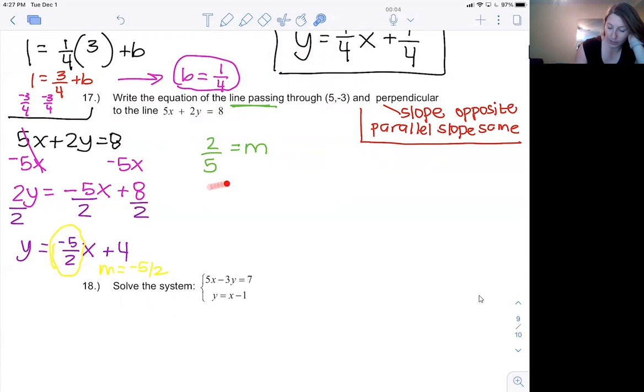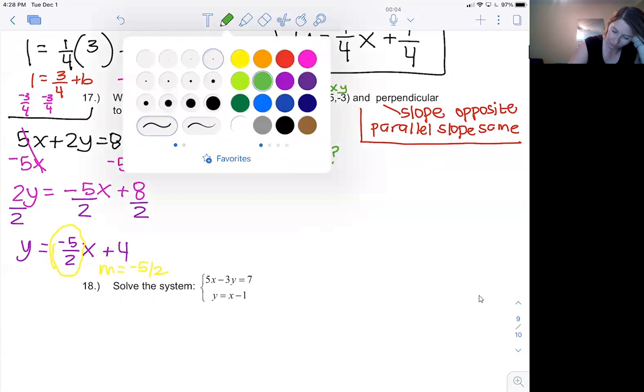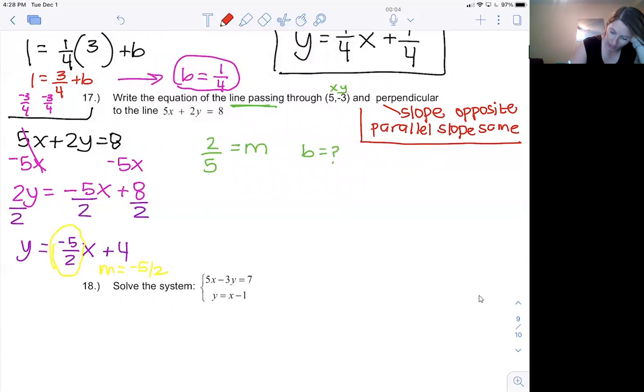So now I've got the slope. I'm doing the same thing I did before, where I have this point. So I have an x and a y value, and I need to find what b is. So I'm going to say -3, and that comes from this y right here, equals 2/5 times 5 plus b. I'm getting this because my answer is going to be in this form, y equals mx plus b.